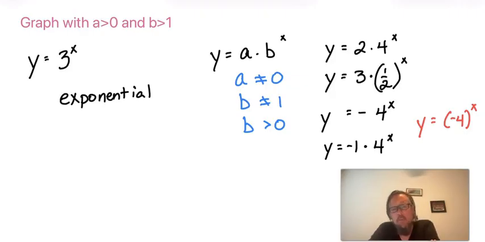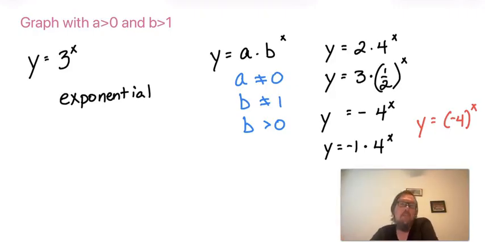Okay, so those are the basic rules. A can't be 0, b has to be bigger than 0, and b can't be 1. And then x is going to be our exponent here. So we've got y equals 3 to the x power. And what we're going to do with this exponential function is graph it. We're going to find the y-intercept, and then we're going to talk about the domain and the range.